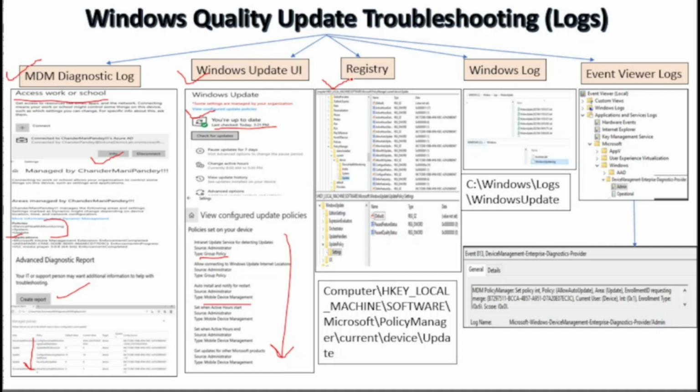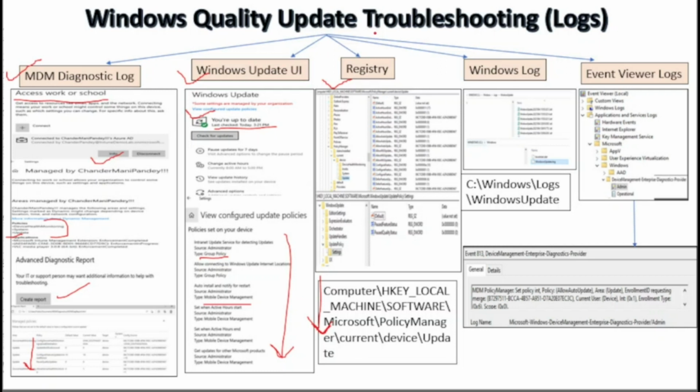So we know that the update ring is configuring the registry in the client PC whenever we are deploying the update ring policies. So by accessing the registry location, we can see what the registry settings are and whether the registry settings are properly configured. To check the registry location, we have to go to Computer, HKLM, Software, Microsoft, then PolicyManager, then current, device, and then Update. So within the Update section, we'll see whatever policies are applied on the device via MDM related to updates.